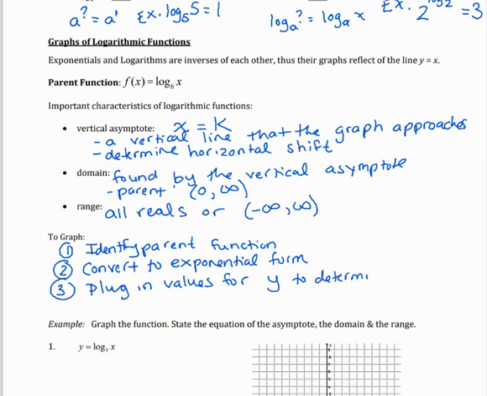Now that's the difference, right? When we did exponentials, we tested x values, -1, 0, 1, 2. This time we're going to plug in values for y. And that's again because we're dealing with inverses. And last but not least, plot your answer and any transformations.